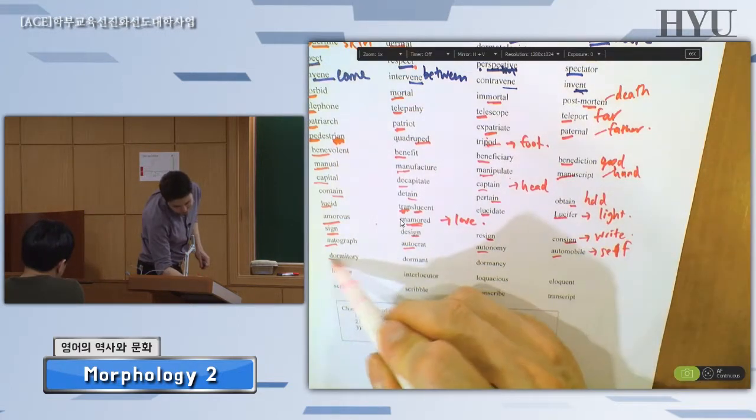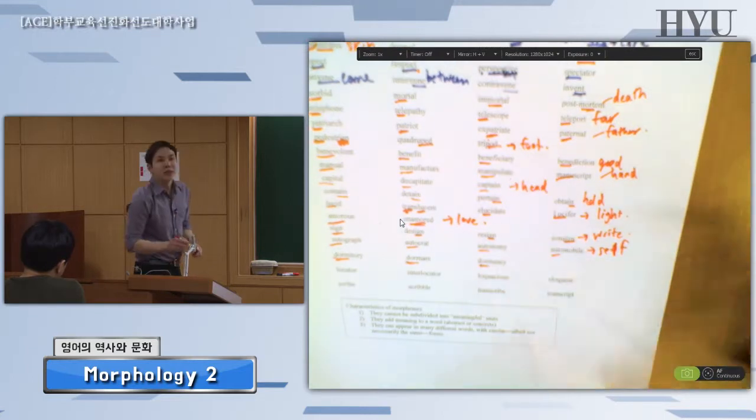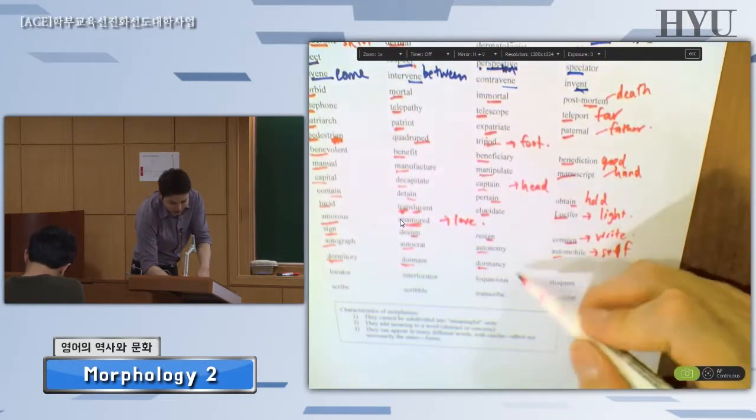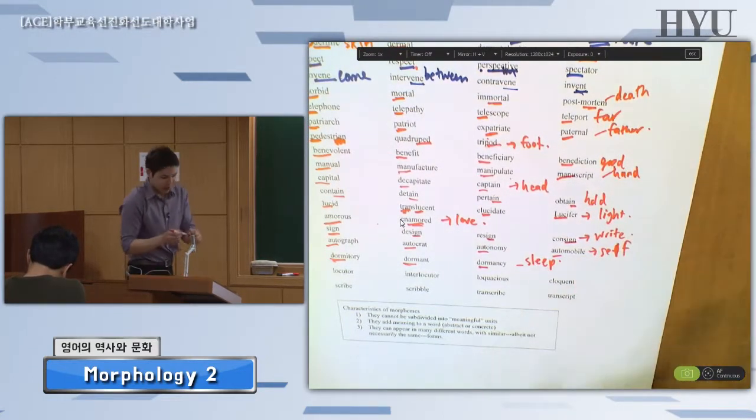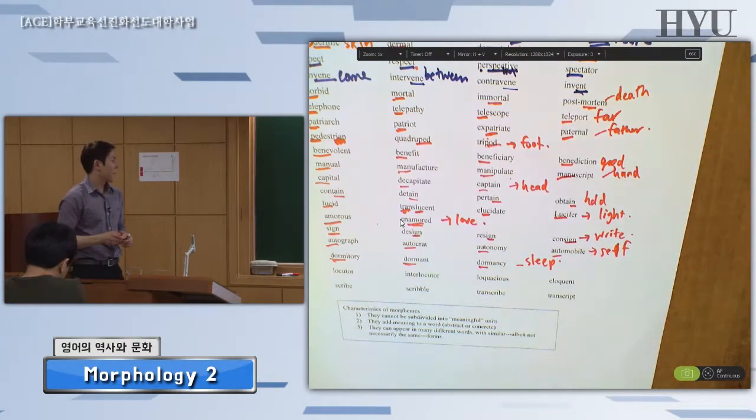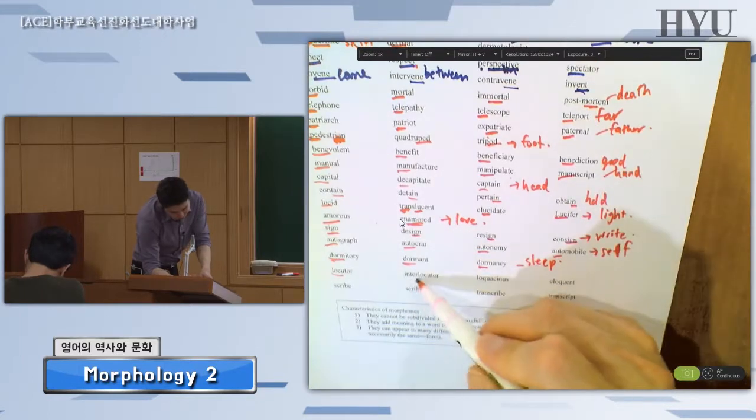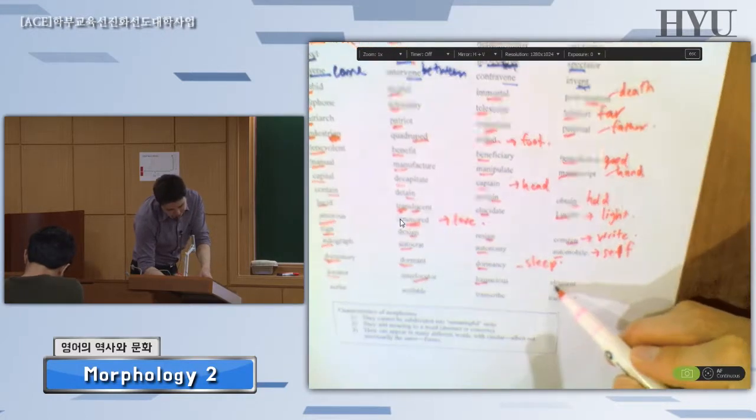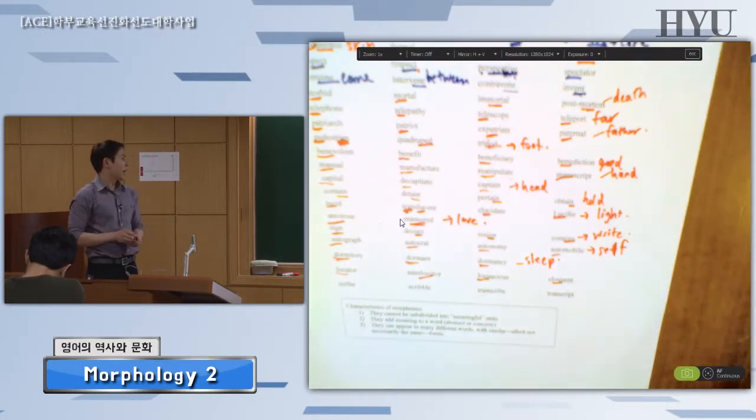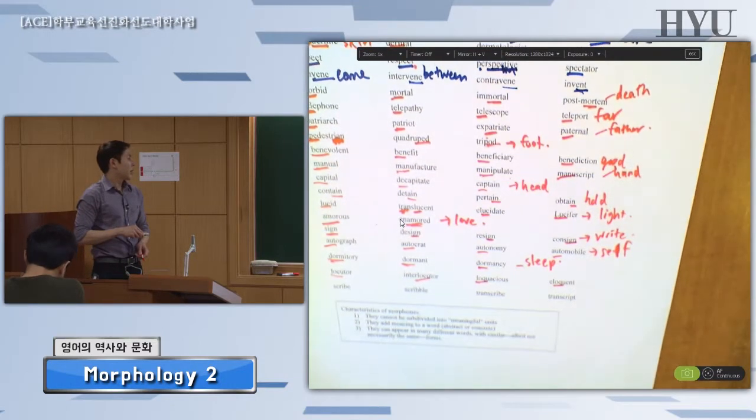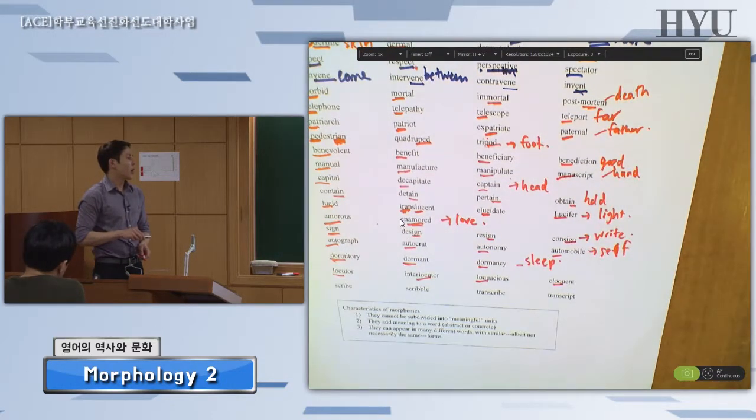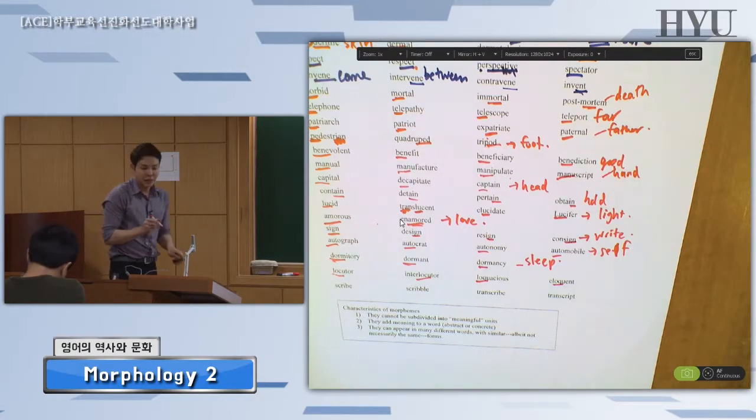Next one, dorm, dorm, dorm, right? Dorm is to sleep. Last but one line, we have loqu, loqu, loc, loc. Okay? Loqu or loc means to speak, to speak.